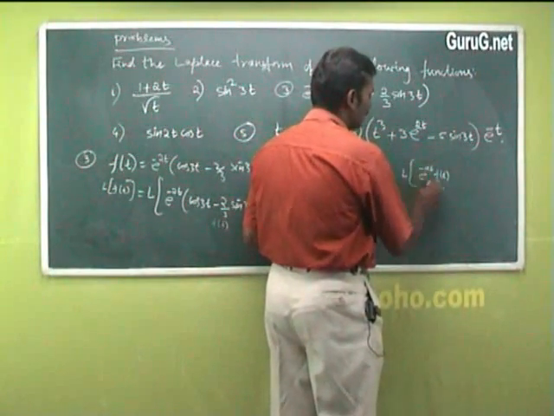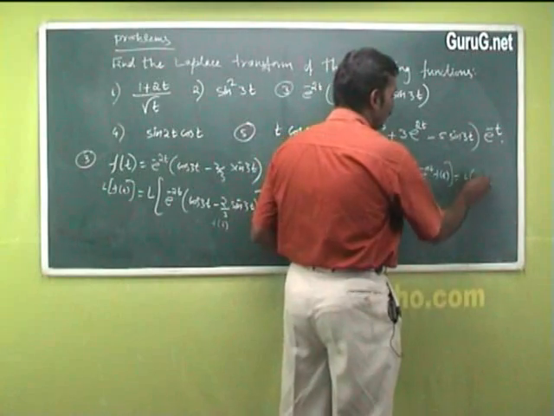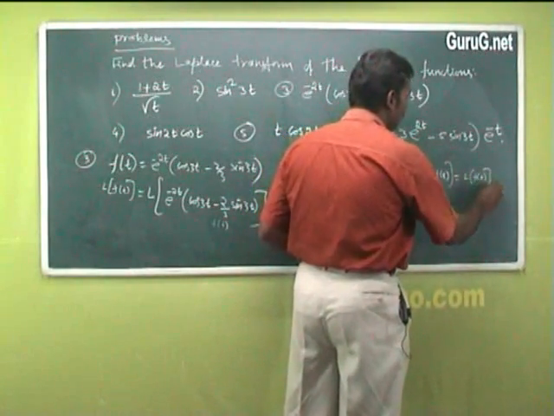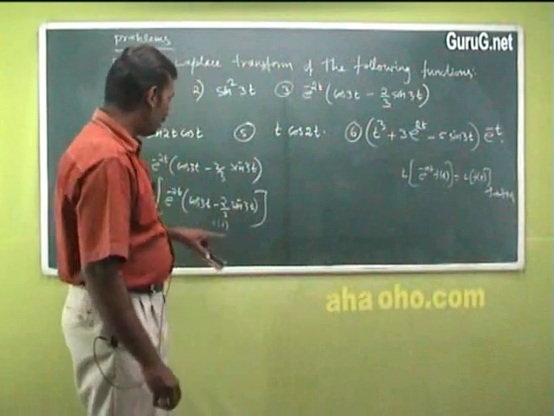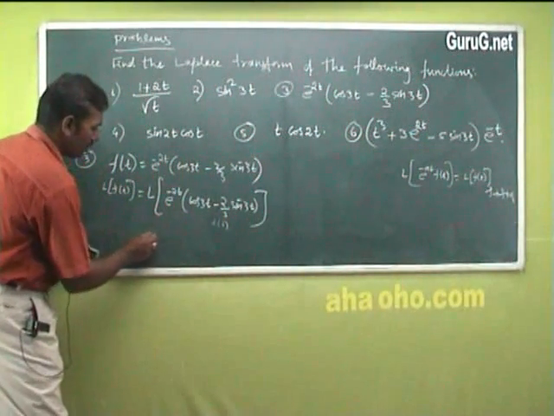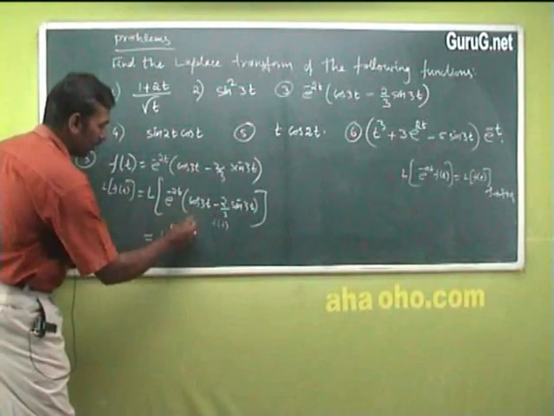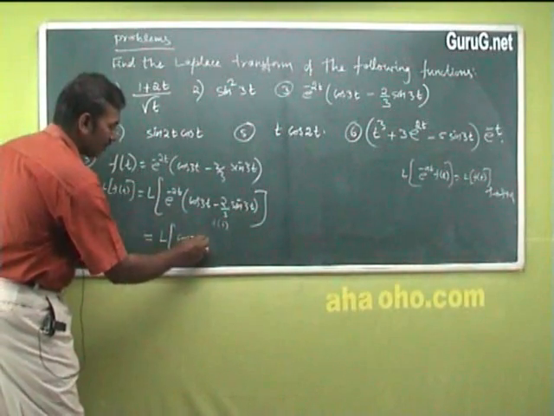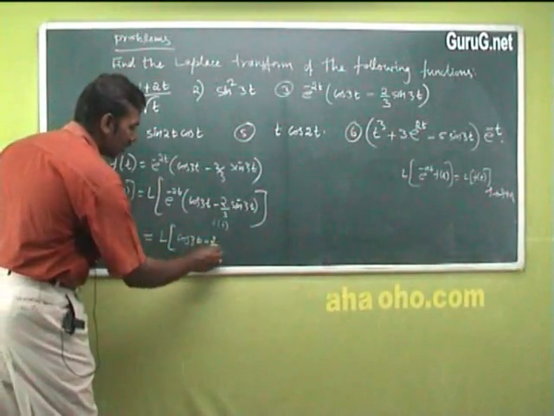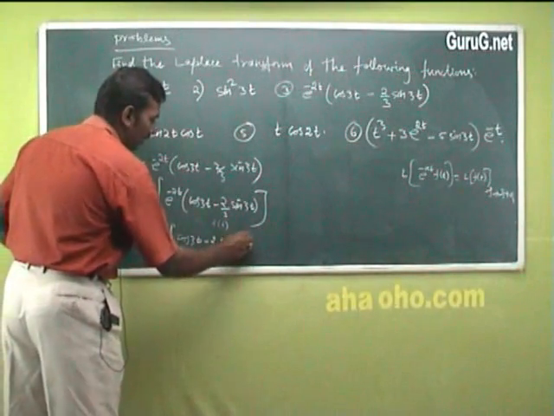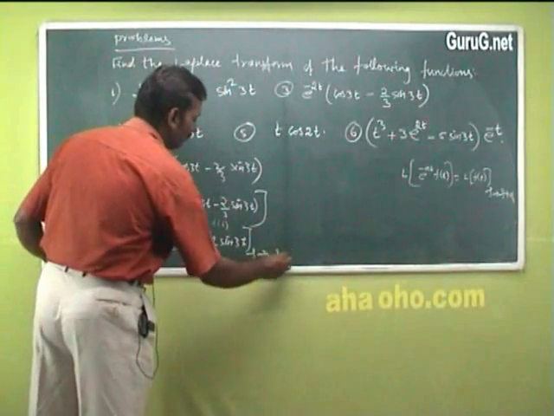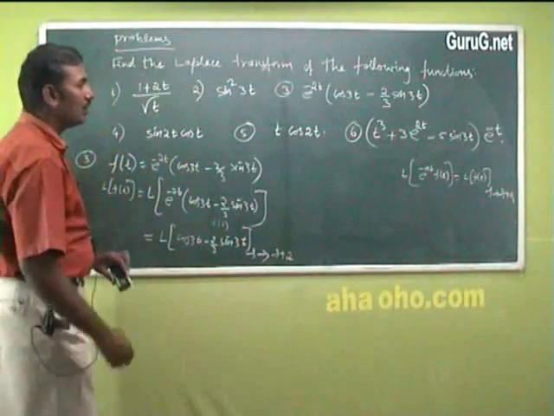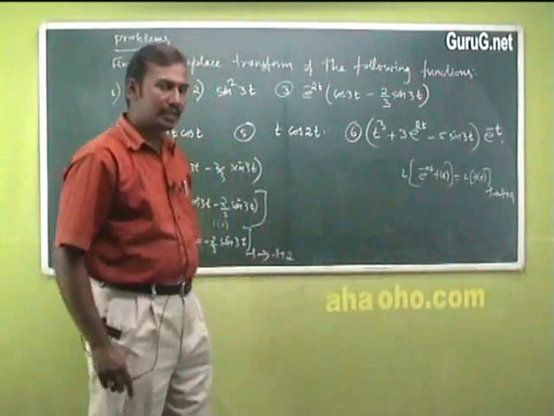So the Laplace of this equals L of f of t, with s replaced by s plus a. This is a working rule, right? Now remove the exponential part. Take the Laplace of cos 3t minus 2 by 3 sin 3t, and after that s is replaced by s plus 2. You apply this shifting property.